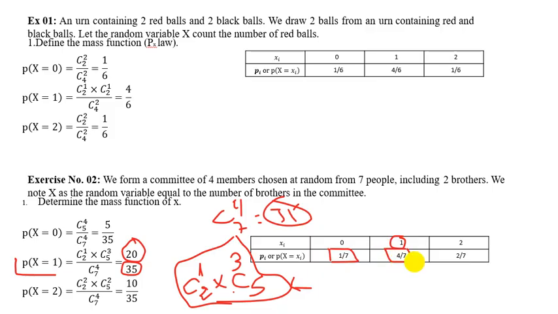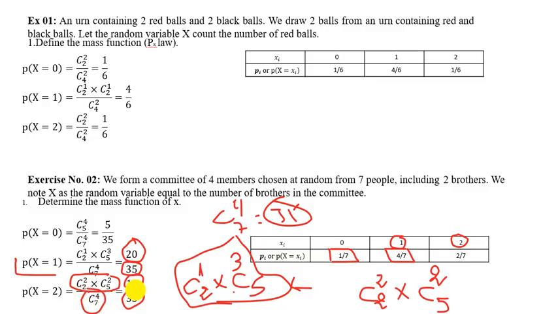Now the last value is 2. So both of the two brothers are in the committee, which means I choose 2 from 2 among those 2 brothers. Both are taken, and for the remaining 2, because I need 4 members, I will choose them among 5. So we get C(2,2) times C(5,2), which is 10, divided by omega, which is 35, and the probability is 2 over 7.